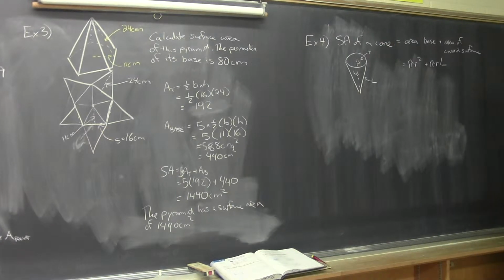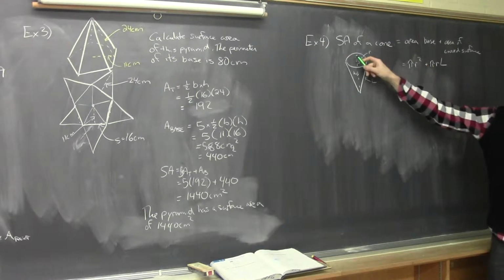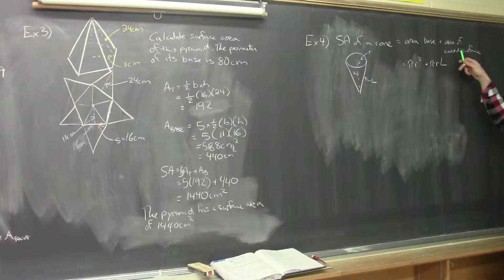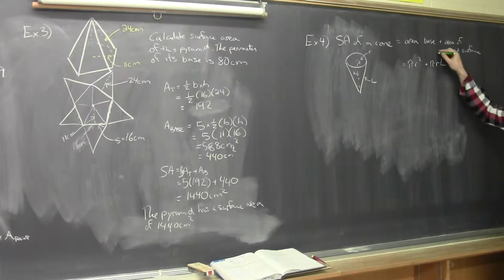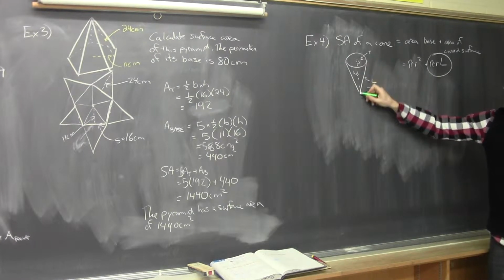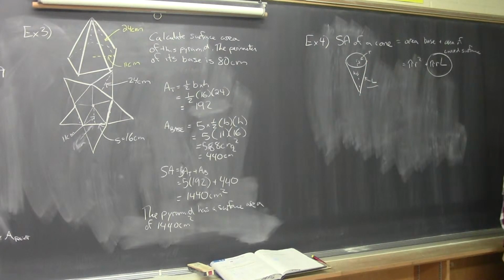Lastly, I want to just show you example 4, surface area of a cone. You're going to take the area of the base, which is the area of a circle, so it's pi r squared, and you're going to add that to the area of the curved surface. And here's the formula for the curved surface. Okay, it's pi r times L, where L is your slant height and r is your radius.